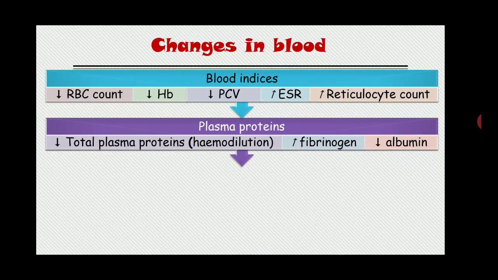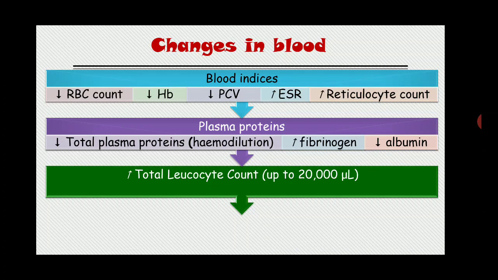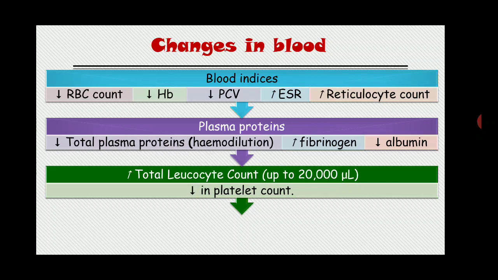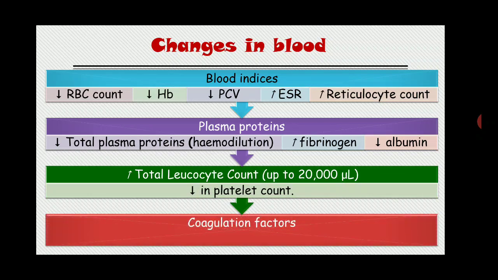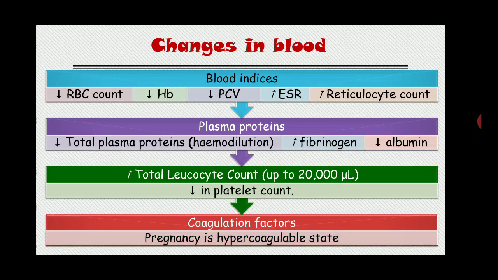Now as far as the leukocytes are concerned, the total leukocyte count increases up to 20,000 per microliter, and as far as the platelets are concerned, there is a decrease in the platelet count. And the coagulation factors: during pregnancy there is increased fibrinogen level, that is clotting factor 1. Along with fibrinogen, factors 7, 8, 9 and 10 will also increase. So pregnancy is actually a hypercoagulable state.